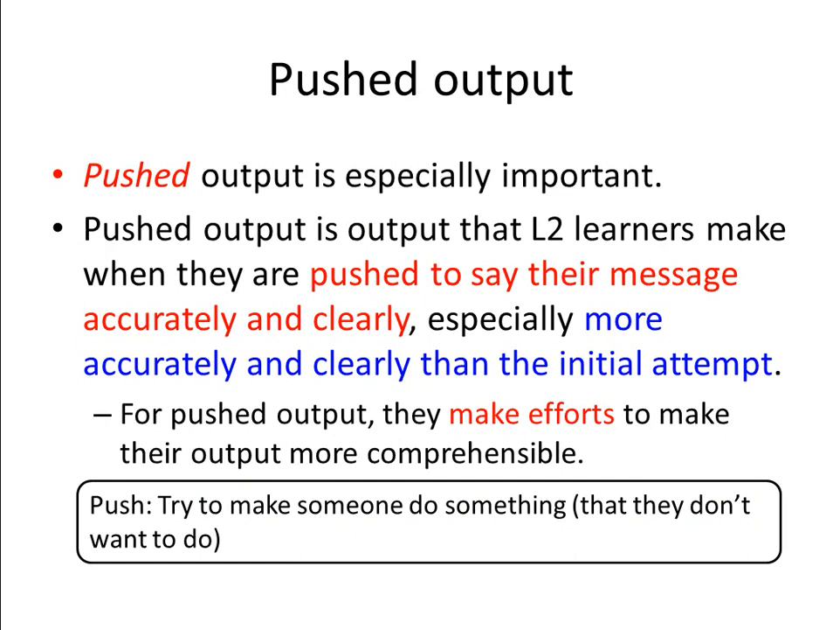So what is pushed output? Pushed output is output that second language learners make when they are pushed to say their message accurately and clearly, and especially more accurately, more clearly than the initial attempt, when they try to say their message first. So for pushed output, learners make efforts to make their output more comprehensible. And here we use the word push, but here it means to try to make someone do something that they don't want to do, maybe. Usually to push means to move something away from yourself, but here the word push is a bit like the word make.